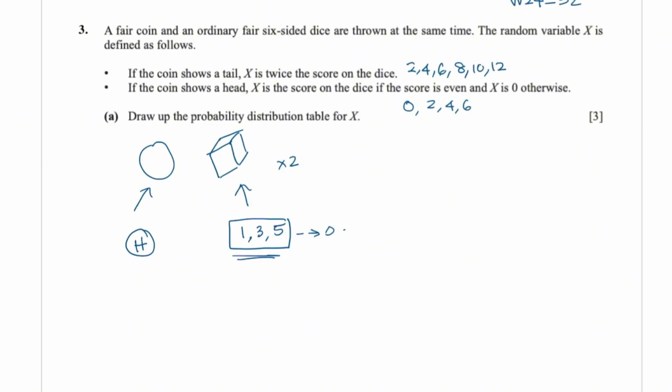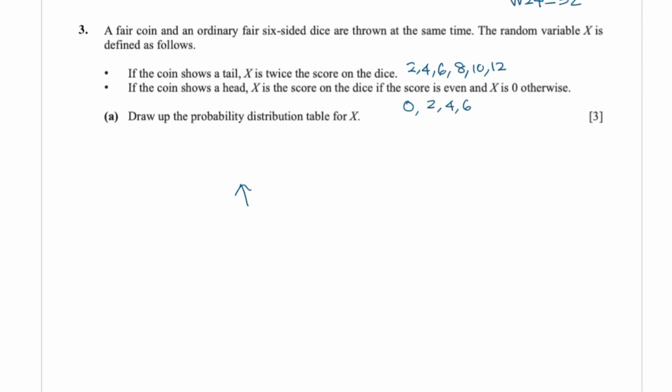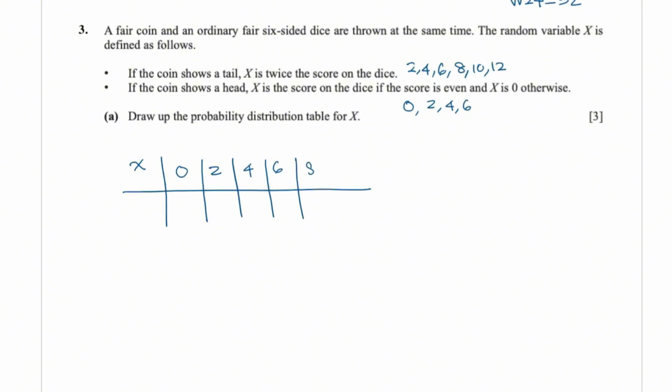I'm going to erase my drawing over here. I'm going to make space for my table. Our x would be taking values from 0. We don't have 1, but we have 2. We don't have 3, but we have 4. We don't have 5, but we have 6. We don't have 7, we have 8. We don't have 9, we have 10. We don't have 11, we have 12.